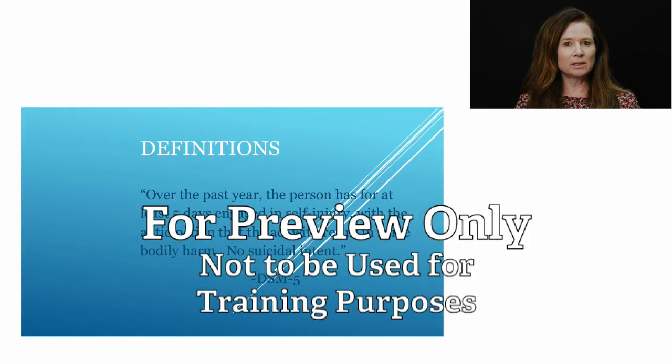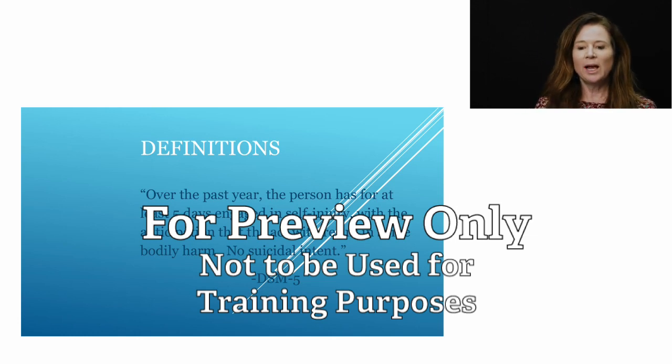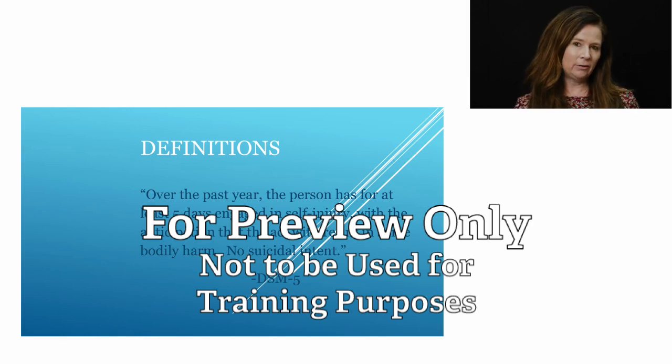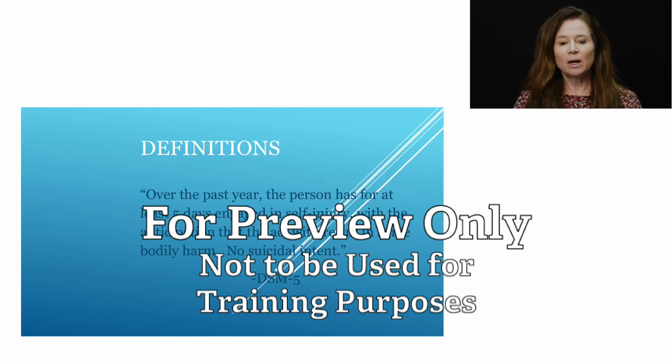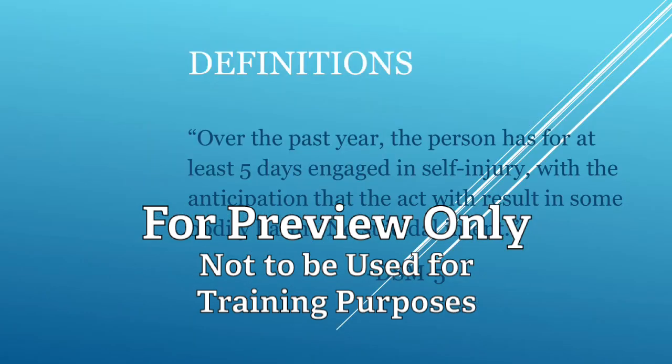So the DSM is the Diagnostic Statistical Manual that people in my profession use, and we now have a diagnosis for self-injury, whereas before it was kind of a tagline behavior for other diagnoses. So, according to the DSM, to get the NSSI diagnosis, over the past year, the person has for at least 5 days engaged in self-injury with the anticipation that the act will result in some bodily harm. And again, this is without suicidal intent.